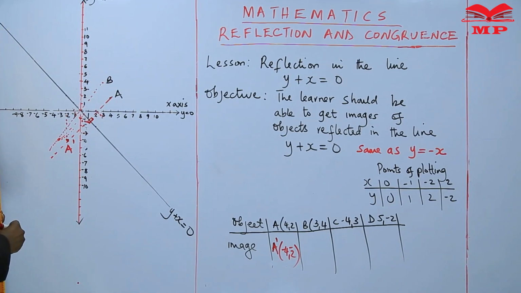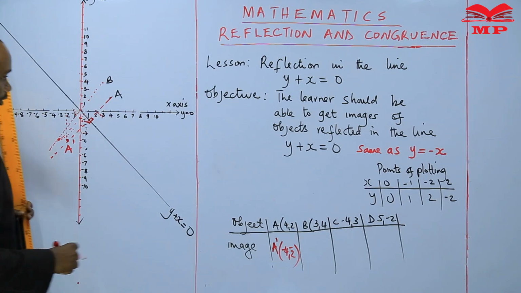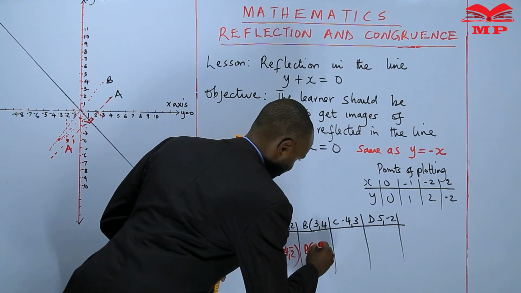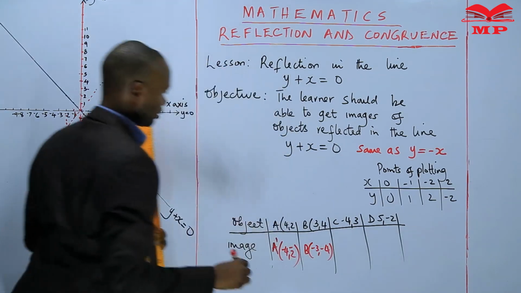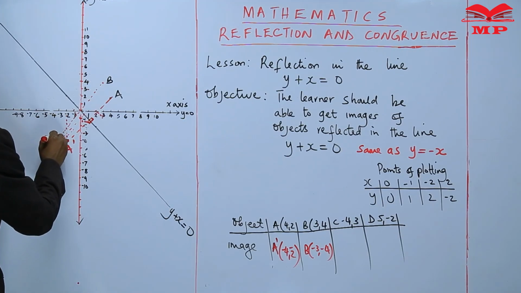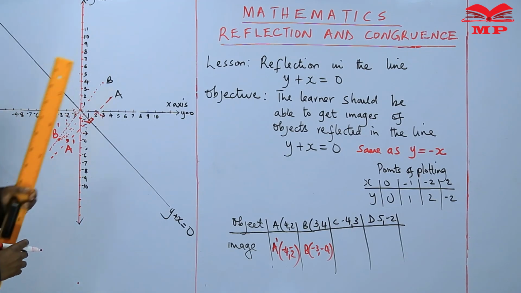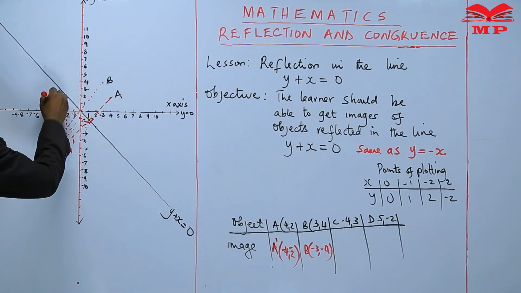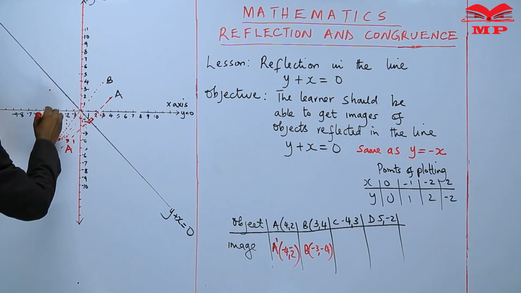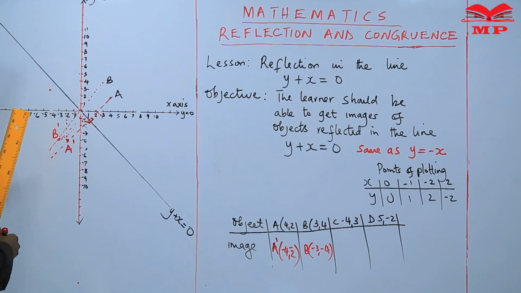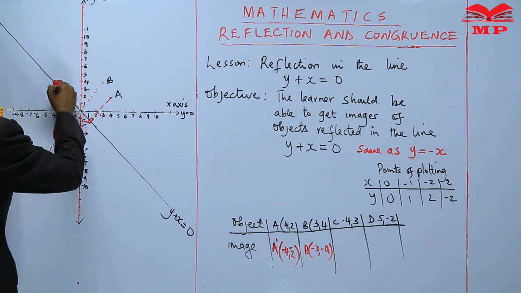You'll get -3, -4. We look at -4, 3. That is C. That is B, B prime. Let's look at C, -4, 3. It is somewhere here. It's here. -4, 3. Let's reflect it.